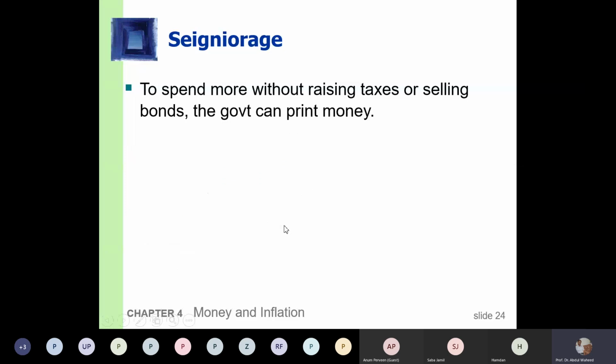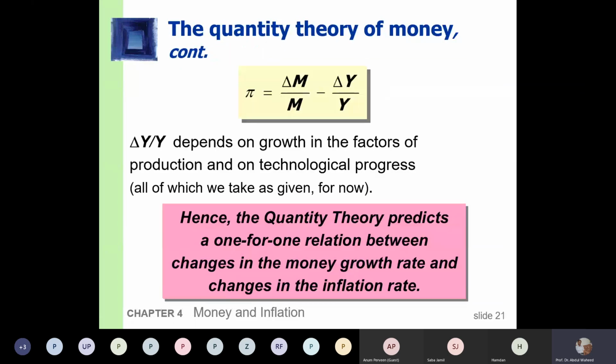Let me show you. Again we have to go. So there is no change in money supply, and when real output growth is decreased by 1%, meaning minus 1%, so minus 1 multiplied by minus, it will increase by plus 1%. So inflation will increase by plus 1% if the real output decreases by 1%.